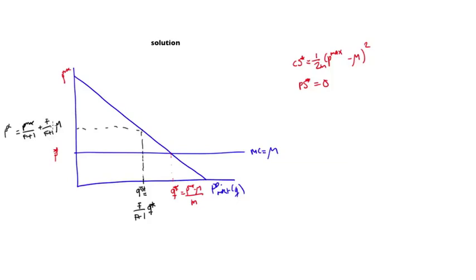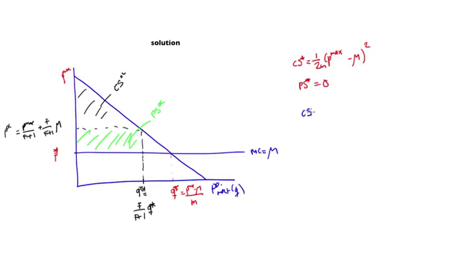Now, consumer surplus is going to be given by this area. In the case of the oligopoly, producer surplus is going to be given by this area. So let's compute what those numbers are.